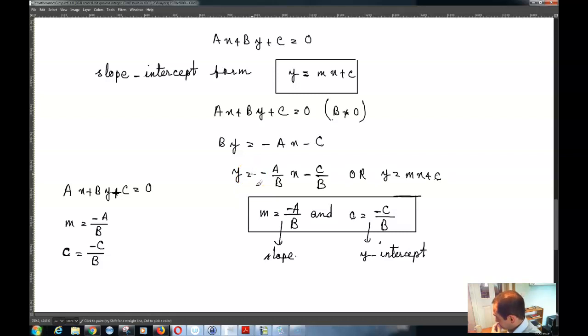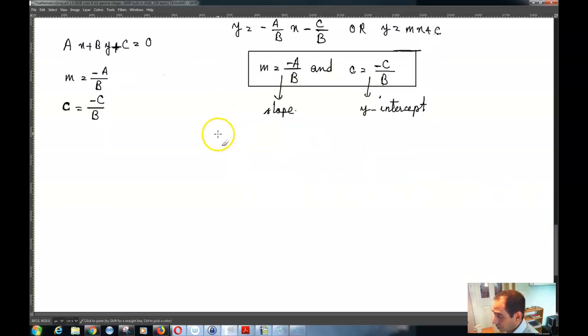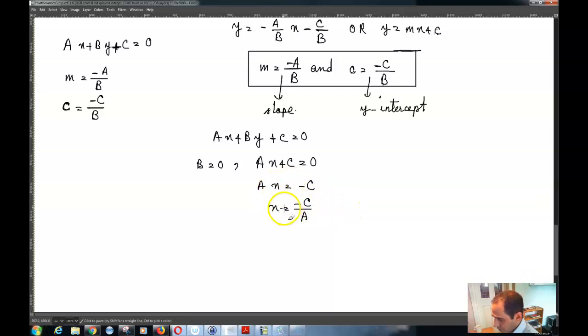Now if b is equal to 0 here, if you have ax plus by plus c is equal to 0, and b is equal to 0, you can see that your equation becomes ax plus c is equal to 0, and so ax is equal to negative c, and x is equal to negative c by a, which is some vertical line whose slope is undefined. Over here the slope is undefined.